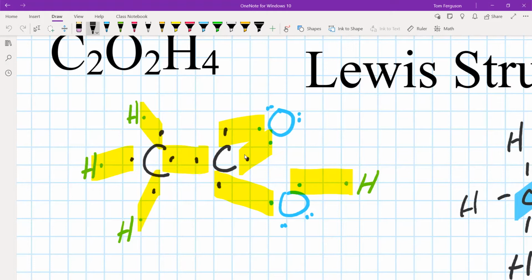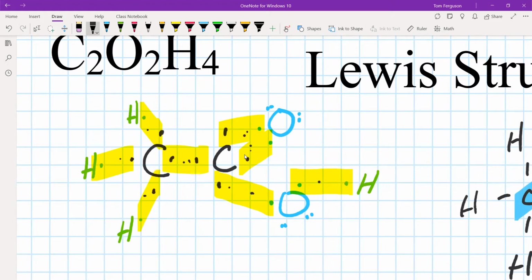Let's first look at the number of bonds. Carbon needs 4 bonds, oxygen needs 2 bonds, hydrogen needs 1 bond. So this carbon here we have 1, 2, 3, 4. This carbon is 1, 2, 3, 4. The oxygen is 1, 2. Oxygen is 1, 2, and hydrogens are all 1 apiece. So from a bond standpoint, this is legal.